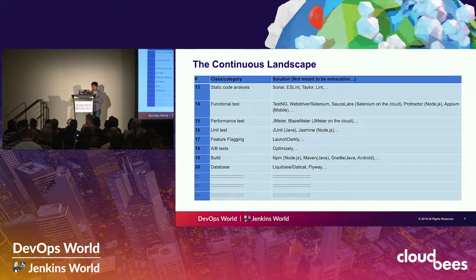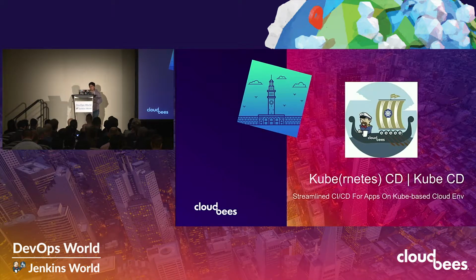Like it totally doesn't make sense. So Kubernetes CD, I mean, you probably have guessed by now, it's Kube CD, as we call it. It's streamlined CI/CD for apps on the Kube-based cloud environments. So essentially what this means is it's streamlined as in it's guided, it's opinionated, some people call it prescriptive. It's all good. We let you decide really if it's satisfying your use cases or not.